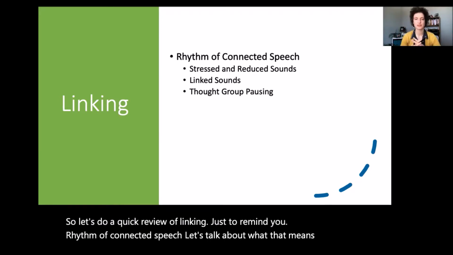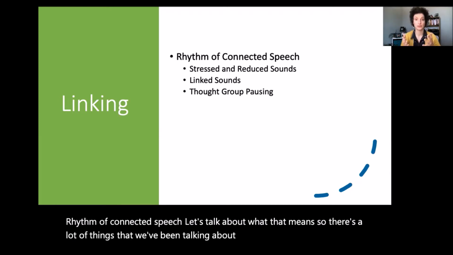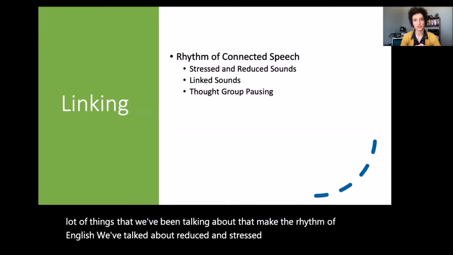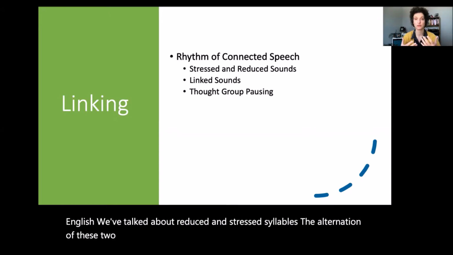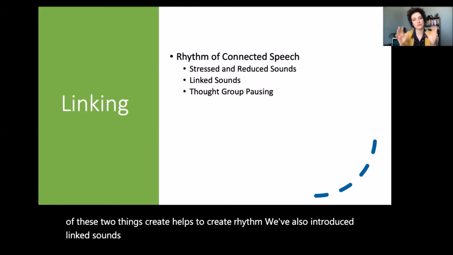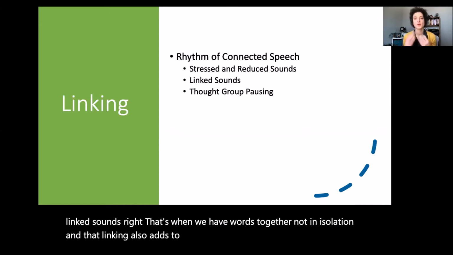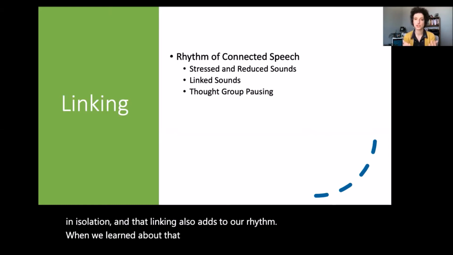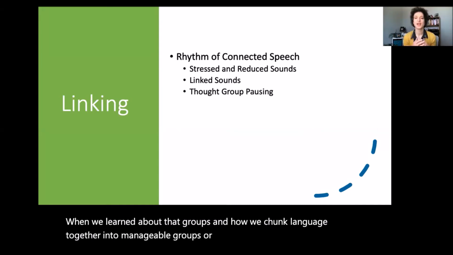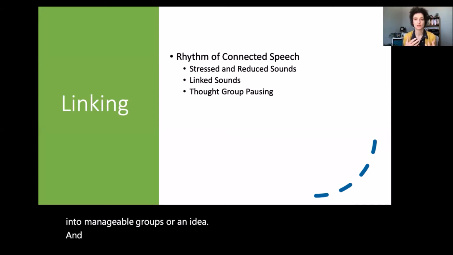So there's a lot of things that we've been talking about that make the rhythm of English. We've talked about reduced and stressed syllables. The alternation of these two things helps to create rhythm. We've also introduced linked sounds, right? That's when we have words together, not in isolation, and that linking also adds to our rhythm. And we learned about thought groups and how we chunk language together into manageable groups or an idea. And that pausing between those thought groups also contributes to our rhythm.